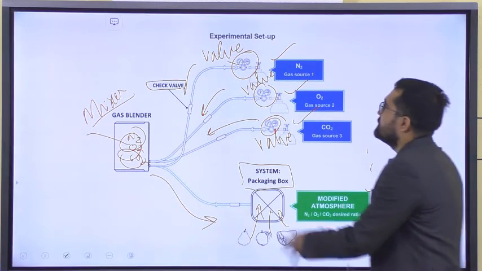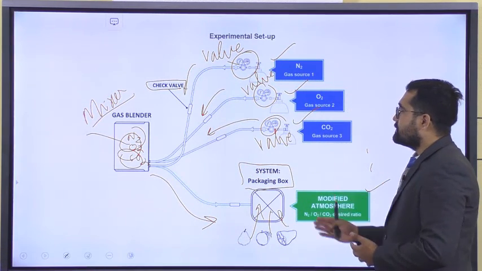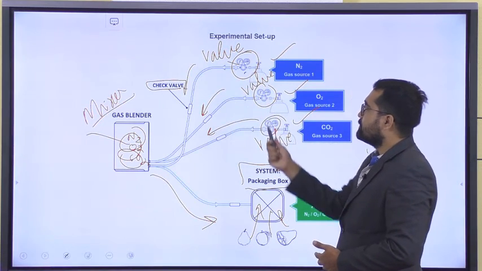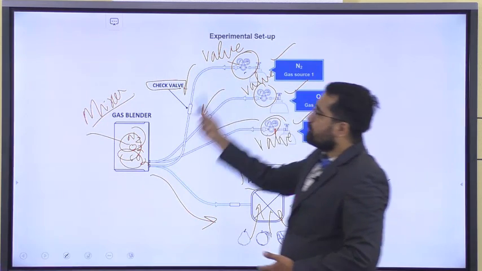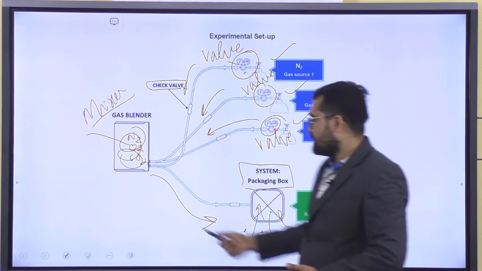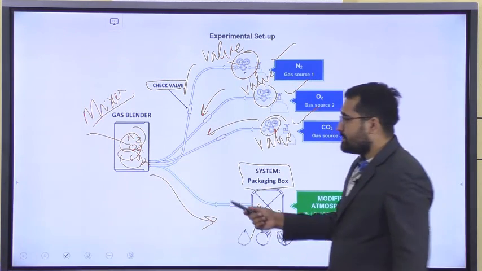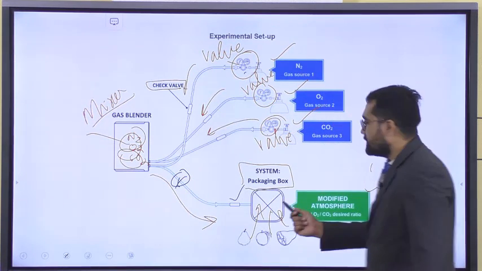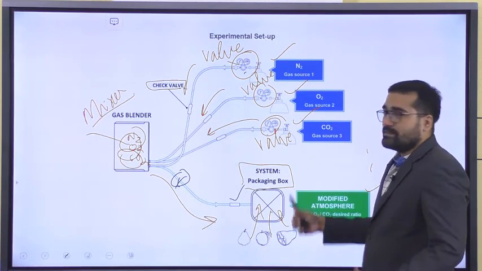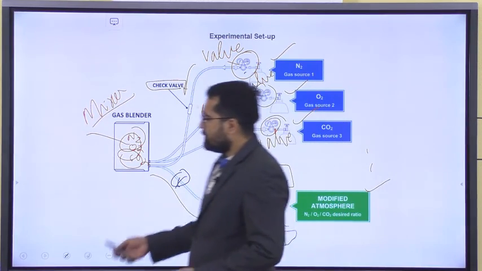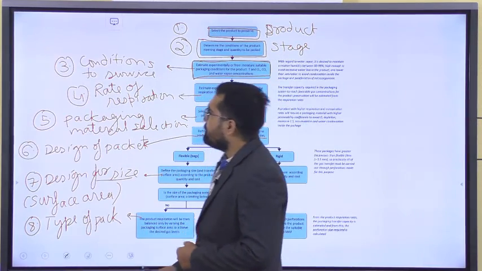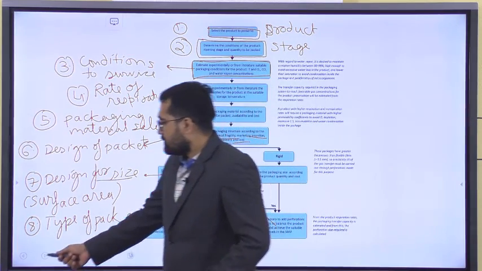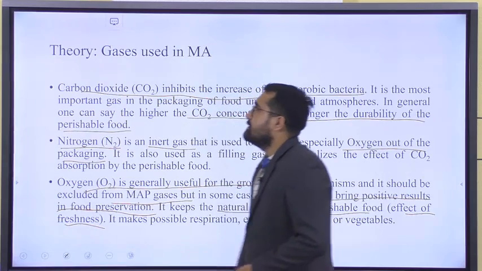After this, we have seen how the nitrogen or oxygen levels are changing and what controls we are going to keep. With the help of this valve, we are going to control the flow rate inside this gas chamber, and with the help of again some valves or pressures, or check valves, we are going to flush that gas inside the system and hermetically seal it. This is what we are doing in MAP. This is how we are going to design MAP packaging, but this was for theory.